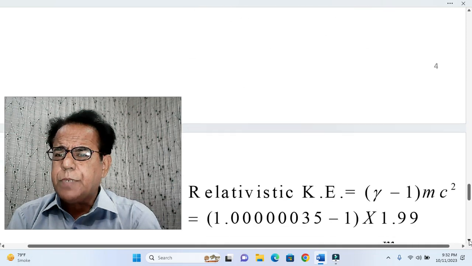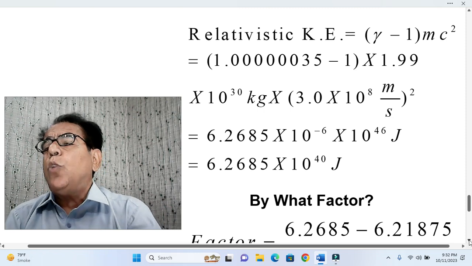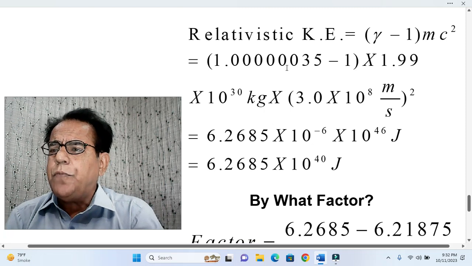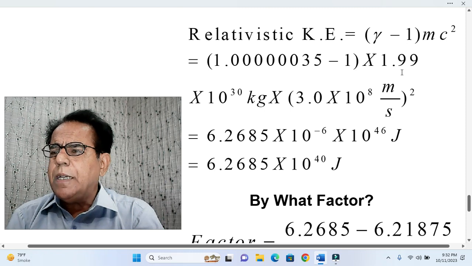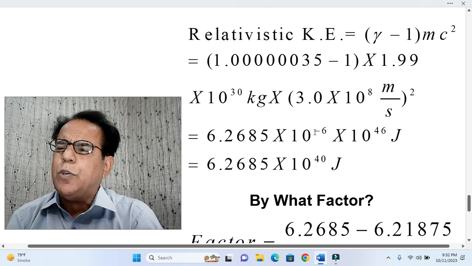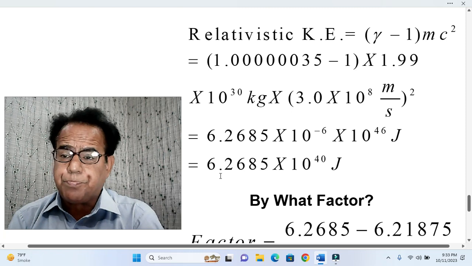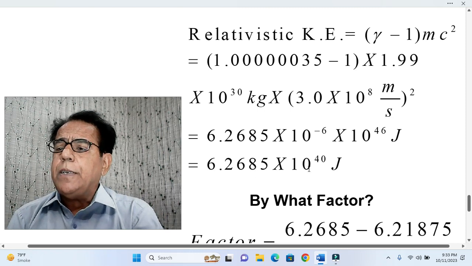Now relativistic kinetic energy. The formula for relativistic kinetic energy is Lorentz factor gamma minus 1 into mc square. We have found the Lorentz factor first of all in this problem, and then the value of m is given from the table of astronomical data, and c, we know that c is equal to this. Sometimes we take it as 2.998 and sometimes we take it as 3.0, and hence our relativistic kinetic energy finally becomes equal to 6.2685 into 10 raised to the power 40 joule.